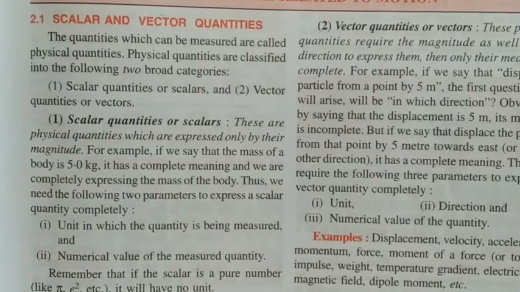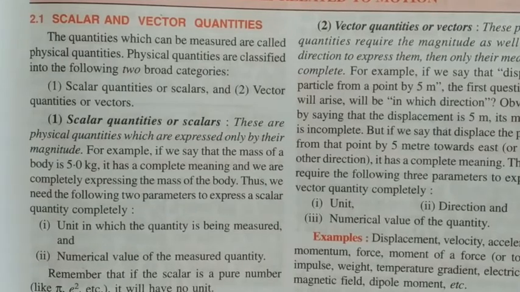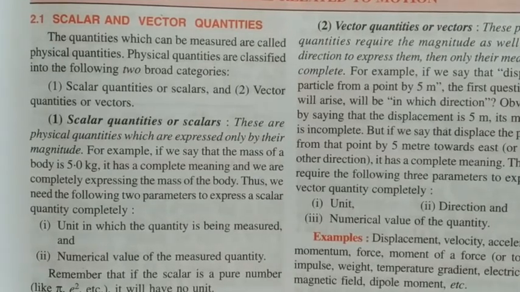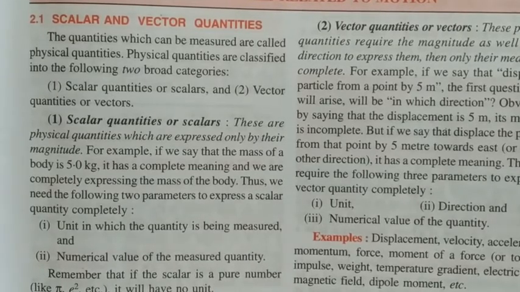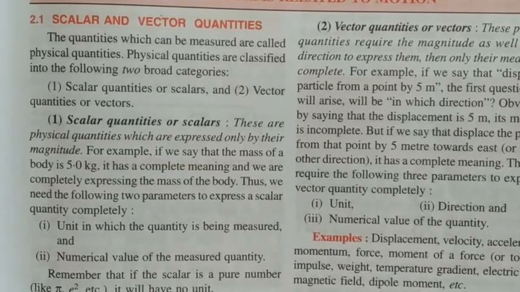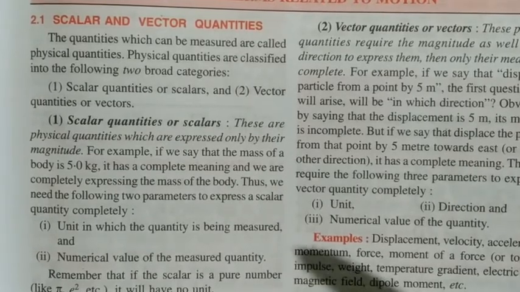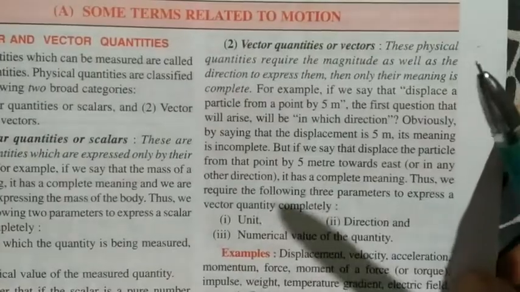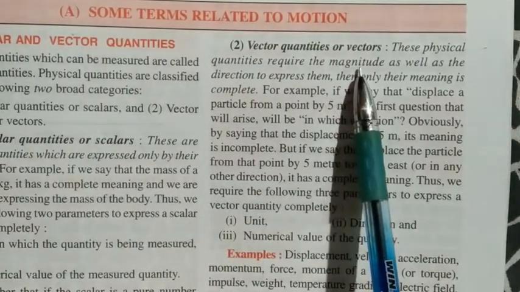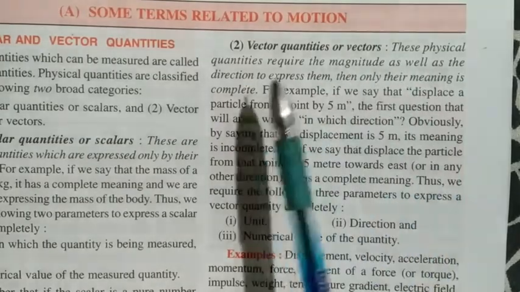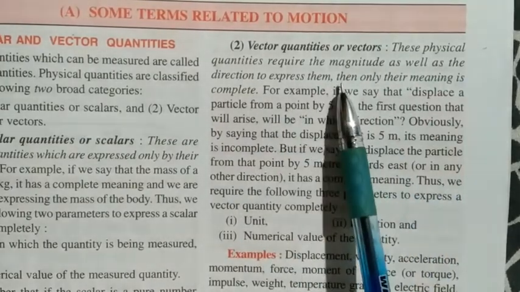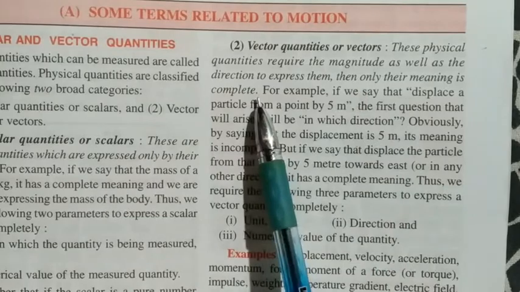There are so many quantities which are one-dimensional. That means we are having only magnitude in those quantities. So these are called scalar quantities or scalars. Next is vector quantities or vectors. These physical quantities require the magnitude as well as the direction to express them. Then only their meaning is complete.